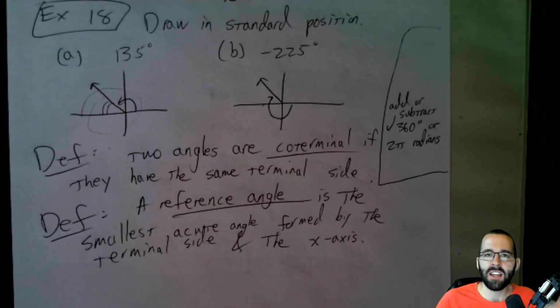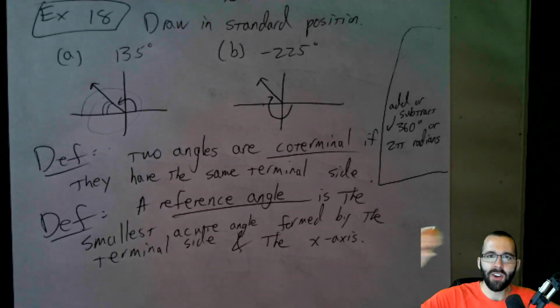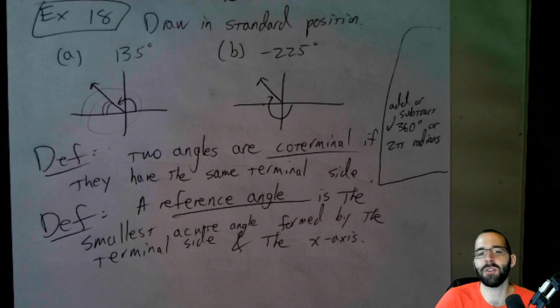And of course, if one angle is coterminal with another and the second is coterminal with a third, they're all coterminal together. There are infinitely many coterminal angles.